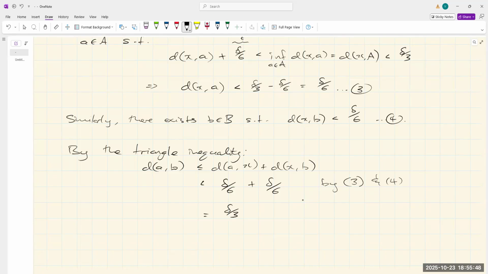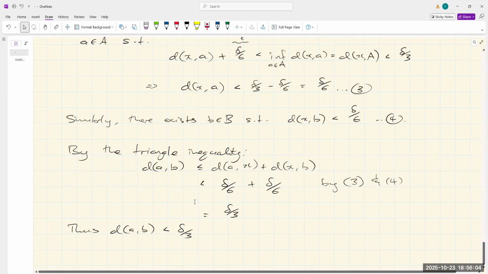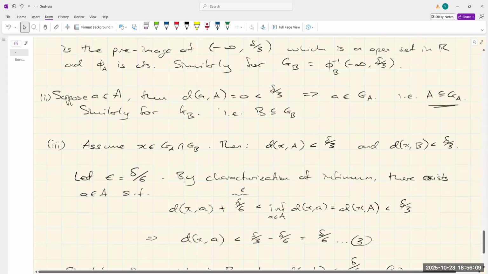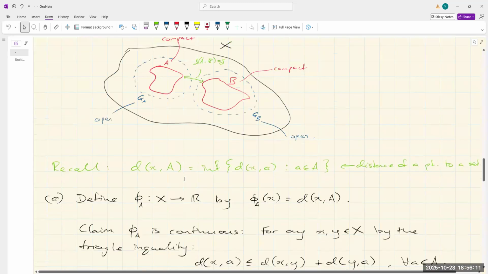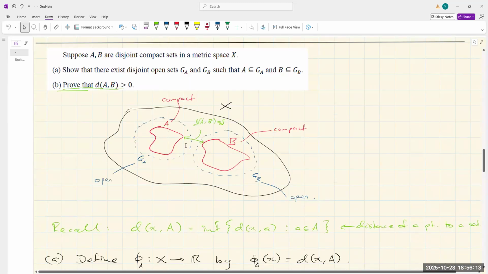Okay, so the distance between A and B is strictly less than delta over 3. Right, but the distance between A and B should have been what? A is in A and B is in B.